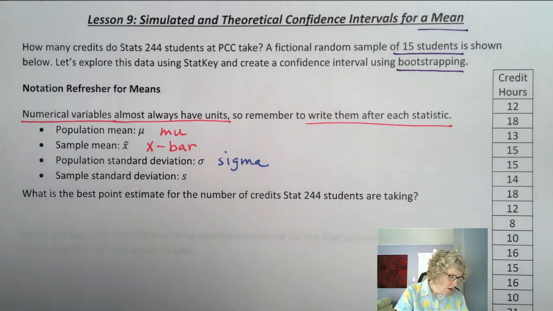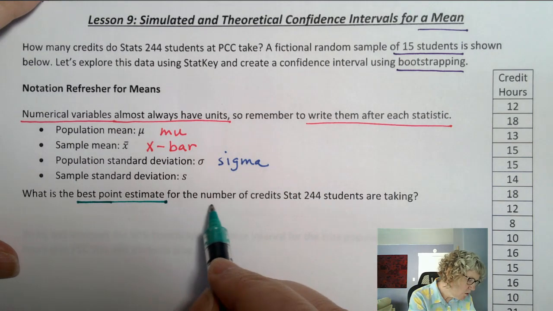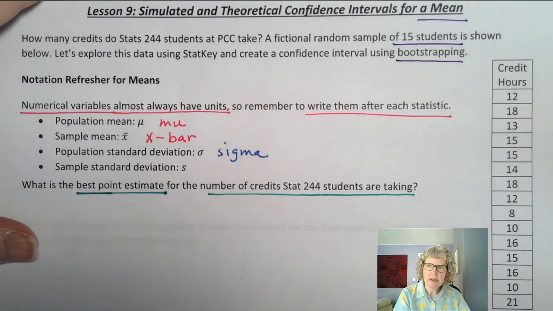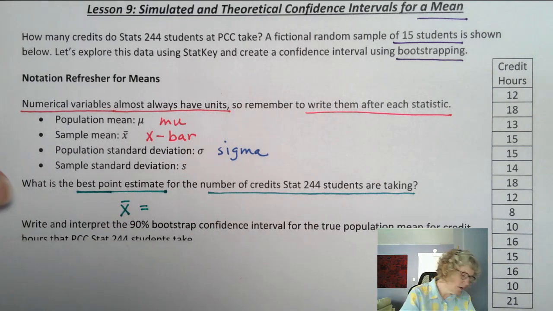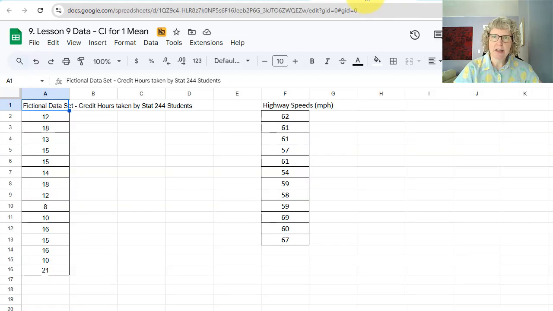Okay, question here. What is the best point estimate for the number of credits Stat 244 students are taking? Okay, so we have this sample here, and it kind of makes sense we would want to take the average of that, right? So we would use x bar because we're talking about a sample, and we're going to calculate this. Let's go over to StatKey because that'll do it for us. And also I have the data, since we'll have lists of numerical data now versus just a numerator and denominator for a proportion. So you're likely going to have some kind of spreadsheet that has the data in it.